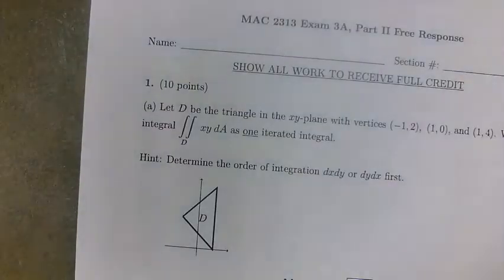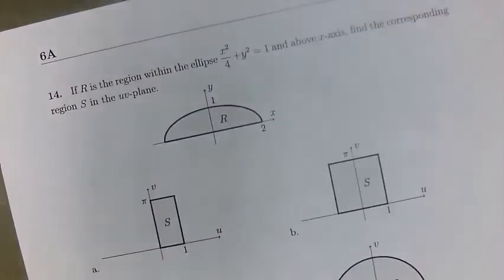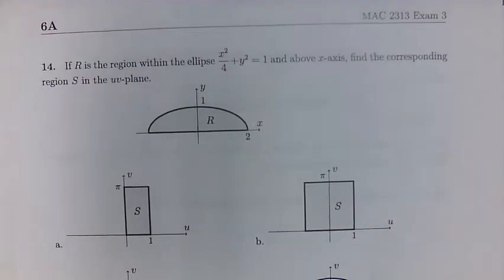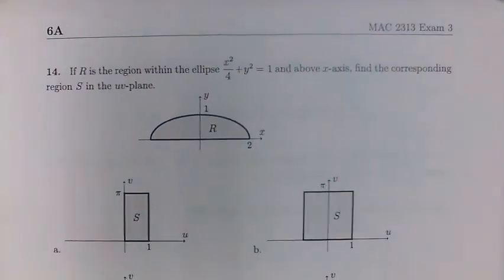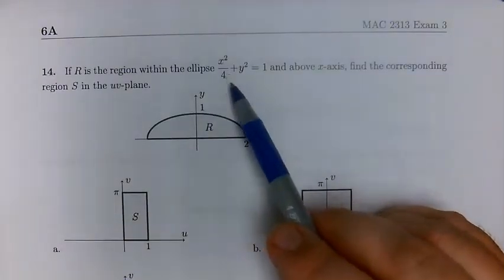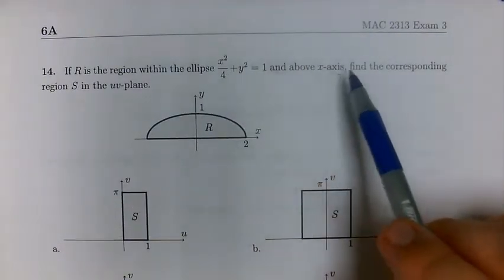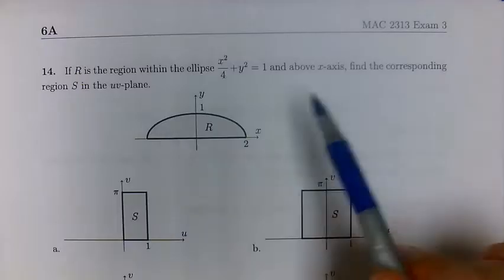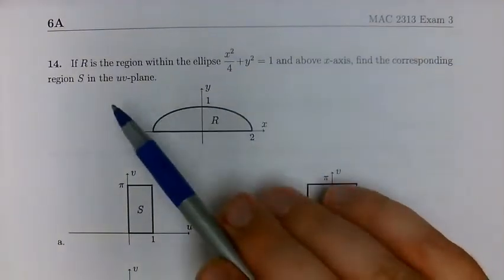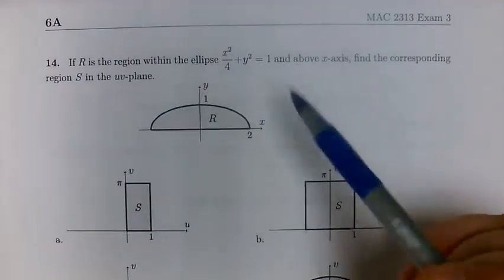Alrighty. Let's move on to the next one here. Where is it? Here it is. All right, if R is the region within this ellipse, x squared over 4 plus y squared is 1, and above the x-axis, so that's this picture here, find the corresponding region S in the UV plane.